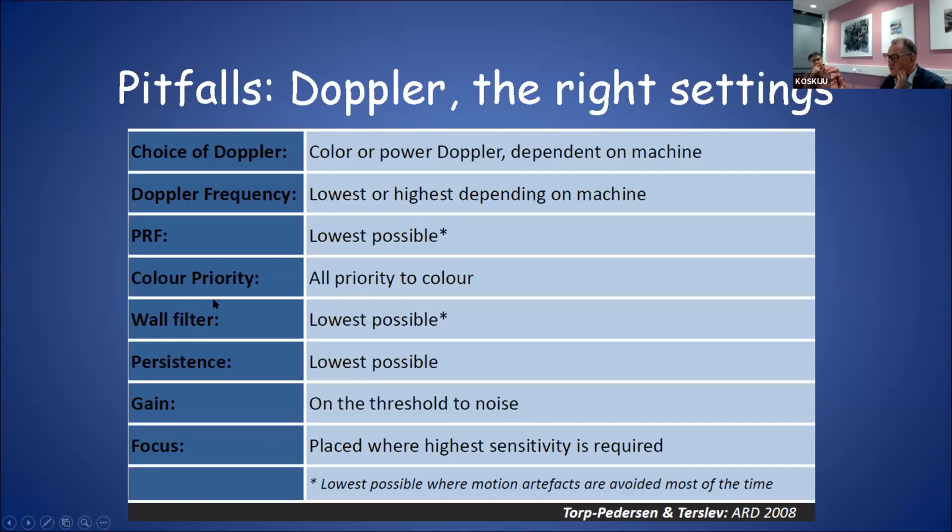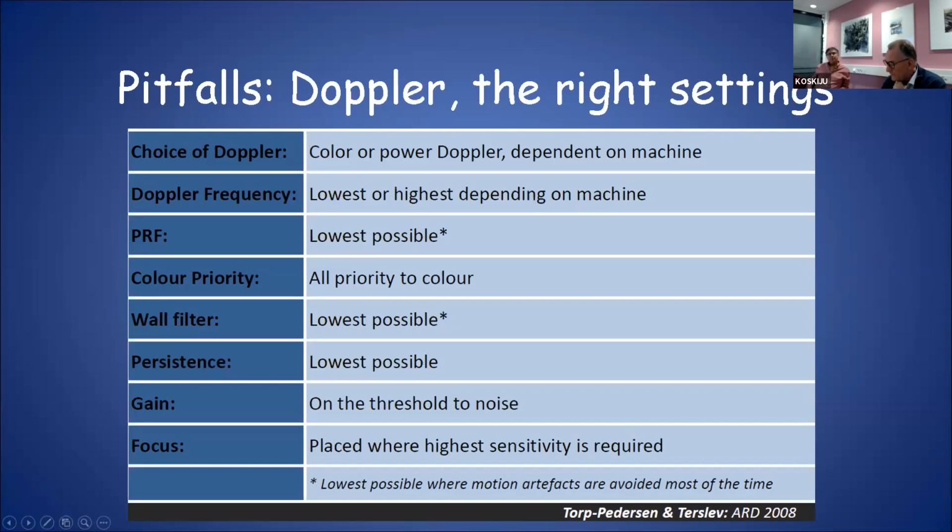If you remember only two things, it's good. The PRF about 500 and color gain on the threshold to noise. So raise the color gain, and when there is noise, put it down. So these two functions are important. There are many things that can go wrong using Doppler.